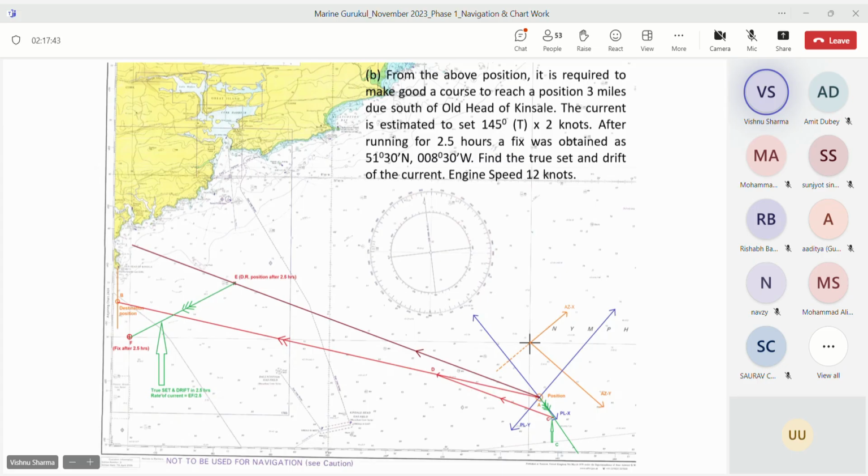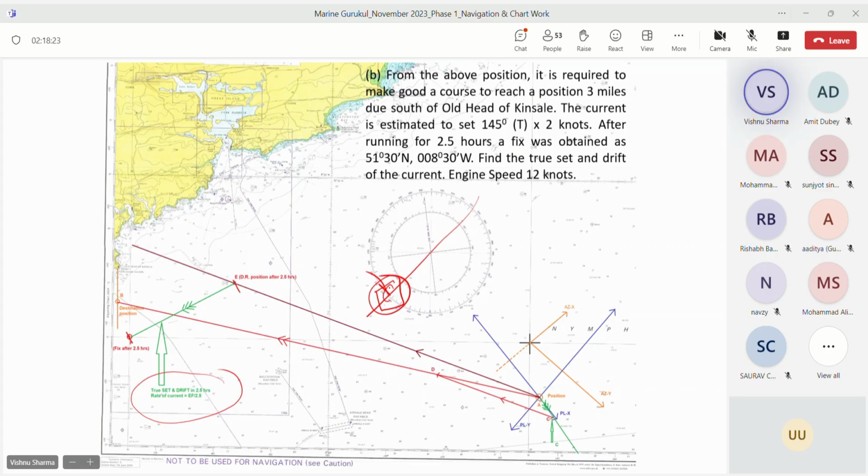So true set will be the direction. So you put your parallel ruler on EF, take it to the compass rose here, and whatever is reading here, this will be the CT or set. This will be the true set. Measure this distance, divide by 2.5 hours, and that will be your rate of current. So this is the true set and drift in 2.5 hours. Rate of current will be distance EF divided by 2.5. Is it conceptually clear, beta? Yes, sir.